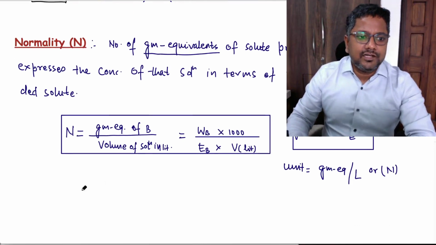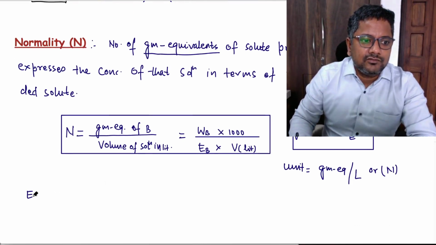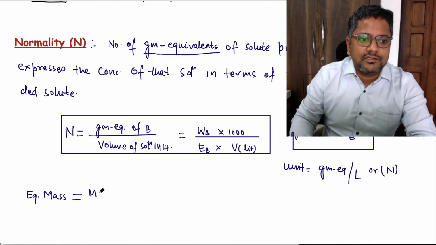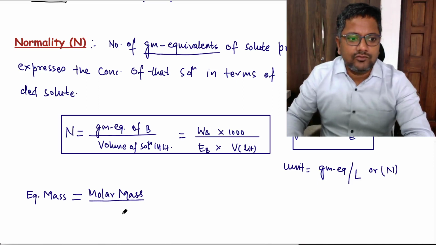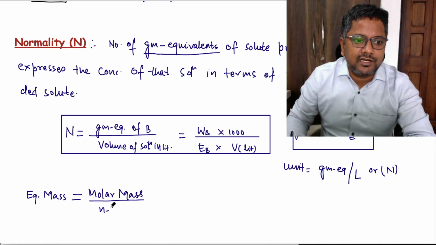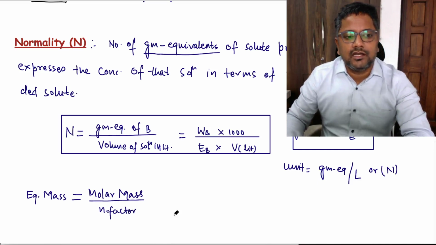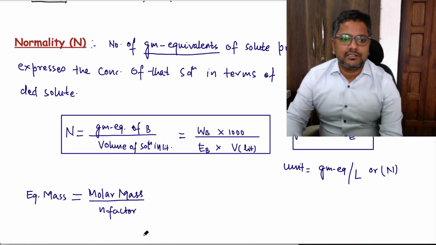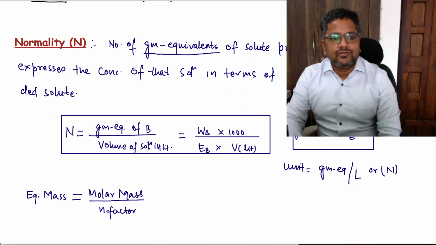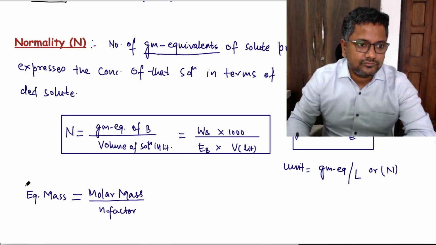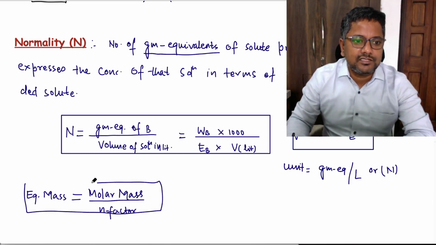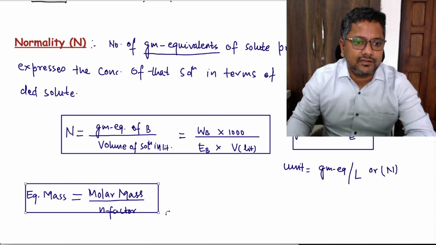See, what is this equivalent mass? Equivalent mass is equal to molar mass by N factor. I am not going into much detail of this equivalent mass, because all of you have already covered this in class 11th, right? So equivalent mass is equal to molar mass by N factor.